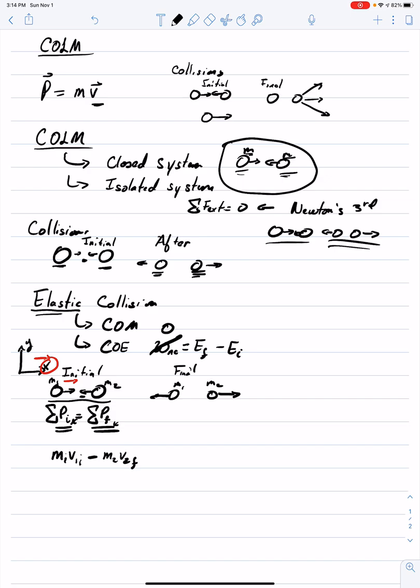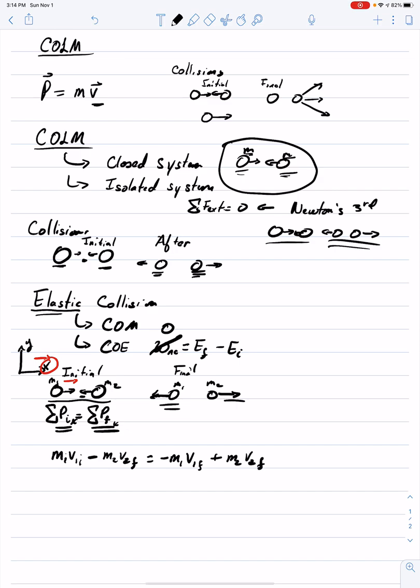So we have mass 2 times velocity 2. As I said before, the sum of all initial momentum is equal to the sum of all final momentum. That would equal whatever I have here. And since mass 1 is now on the other side, going opposite its initial direction of motion, I'm going to write negative mass 1 times velocity 1 final, plus mass 2 times velocity 2 final.